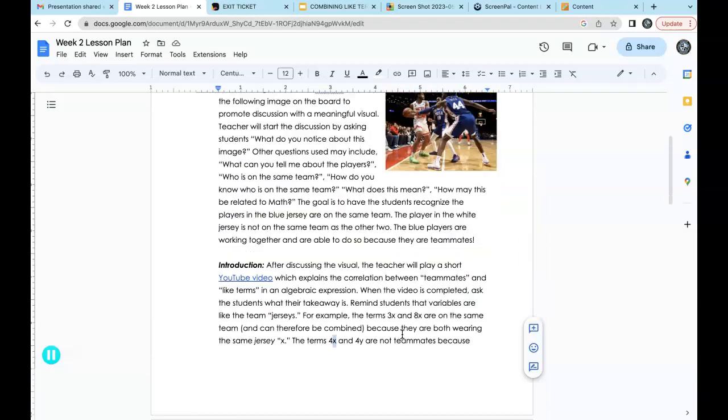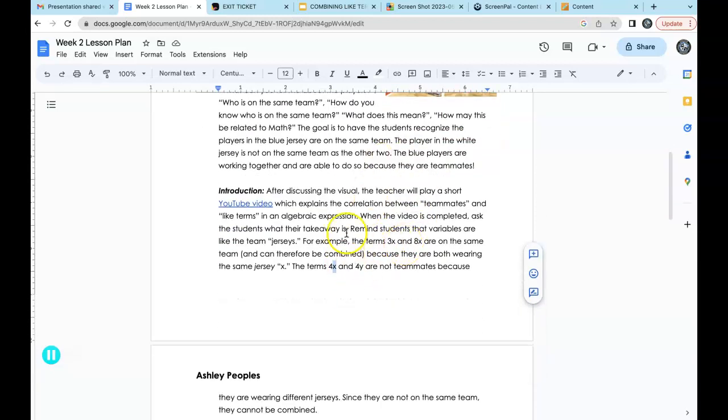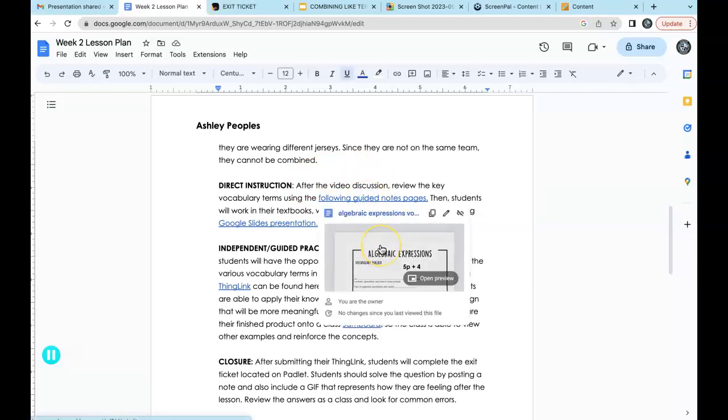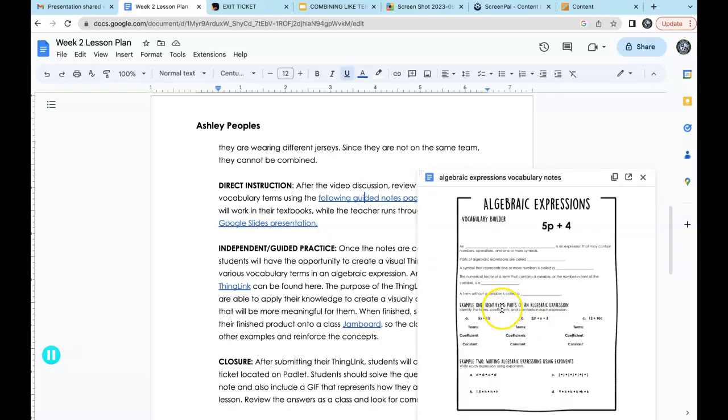So after beginning the lesson with the visual graphic and a short YouTube clip, we will then get into the direct instruction of the lesson. The first thing I will do will be to complete a guided notes page on the vocabulary, and in this area it will just go over different vocab terms like coefficients, constants, terms, and variables as well.